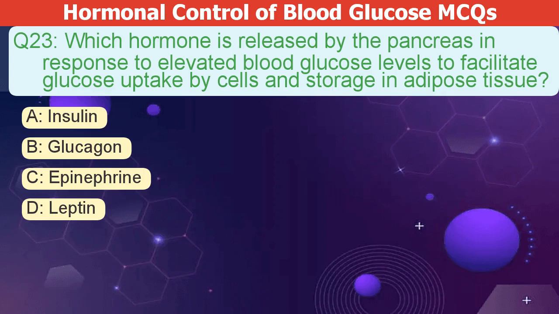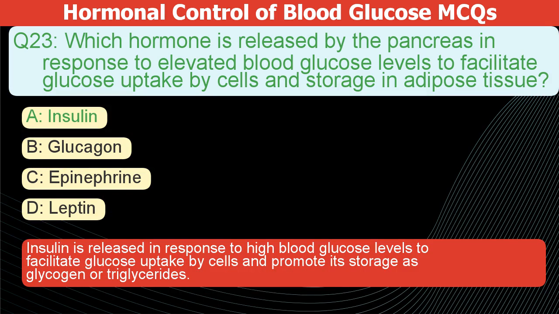Which hormone does the pancreas release when blood sugar is high? This hormone helps cells absorb glucose and store it in fat. A. Insulin. B. Glucagon. C. Epinephrine. D. Leptin. The correct answer is A. Insulin is released in response to high blood glucose levels to facilitate glucose uptake by cells and promote its storage as glycogen or triglycerides.